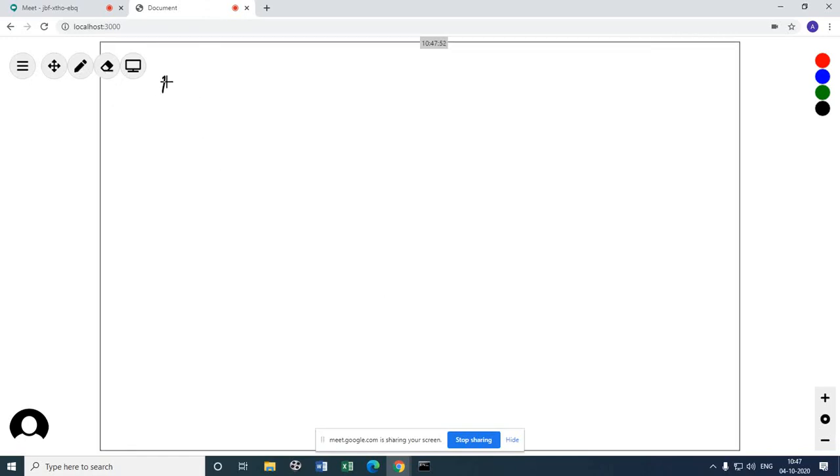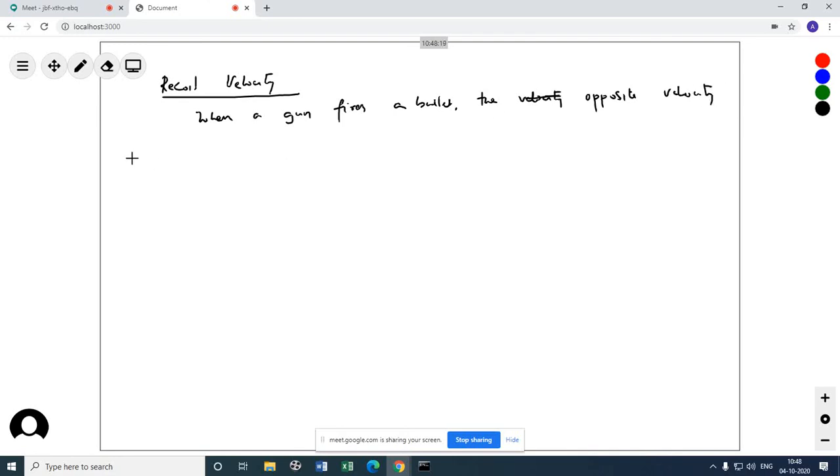Recoil velocity. When a gun fires a bullet, the opposite velocity with which the gun recoils, means moves back, the velocity with which the gun moves back is called recoil velocity.